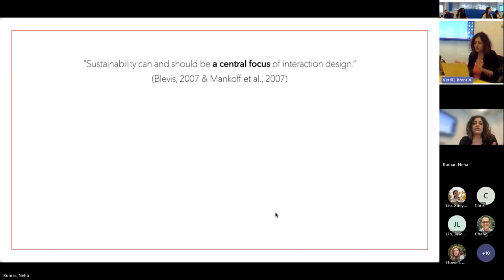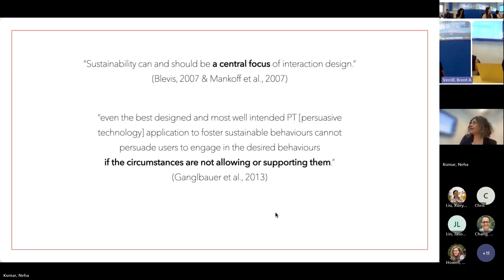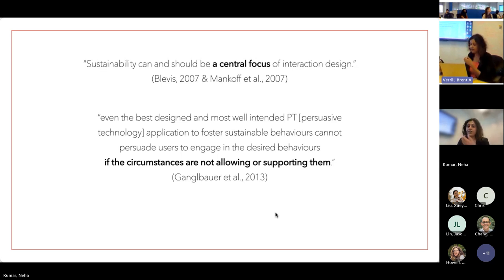This has been a core tension in the field, where there is a group of people looking at how individual behaviors can be shaped, but also a group of people really pushing hard on not looking at individual behaviors and looking more at systemic views. Gaziulusoy and colleagues noted that even the best design and most well-intended persuasive technology application to foster sustainable behaviors cannot persuade users to engage in the desired behaviors if the circumstances are not allowing or supporting them.